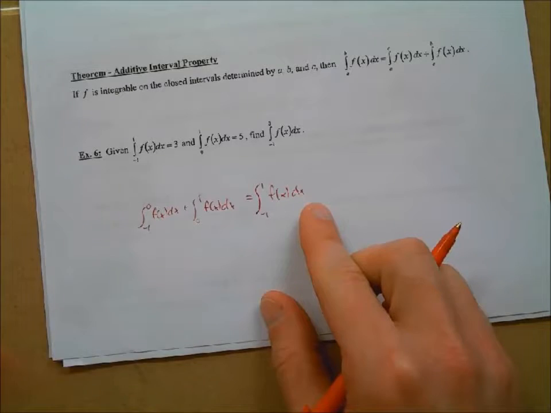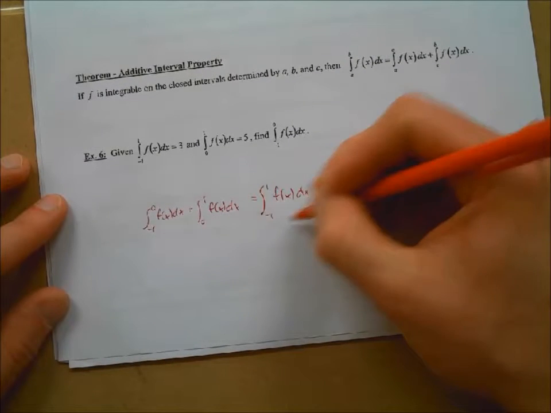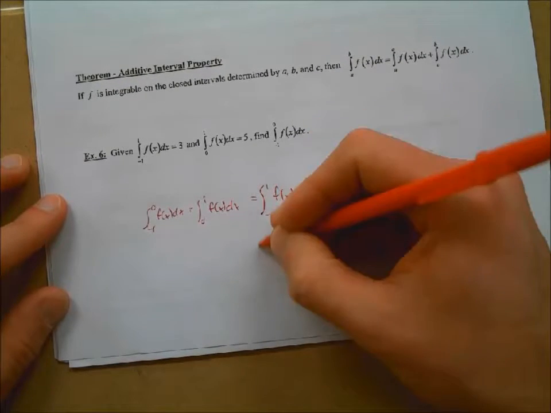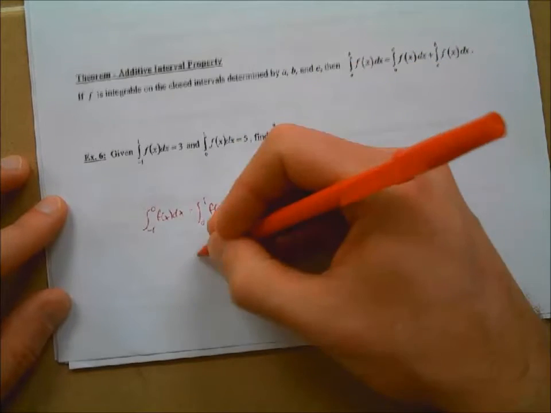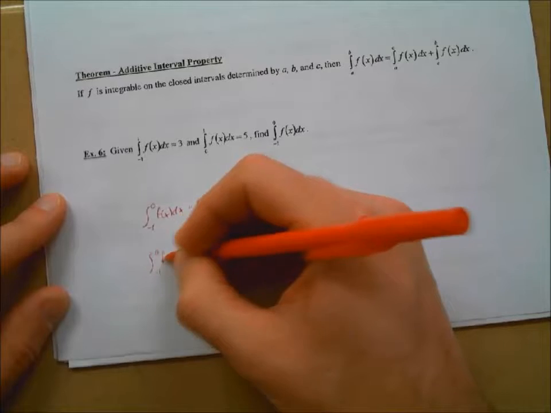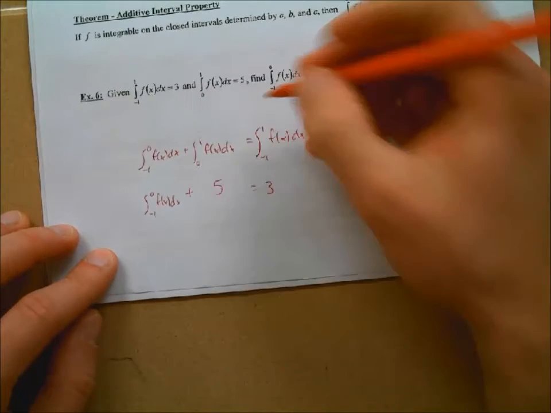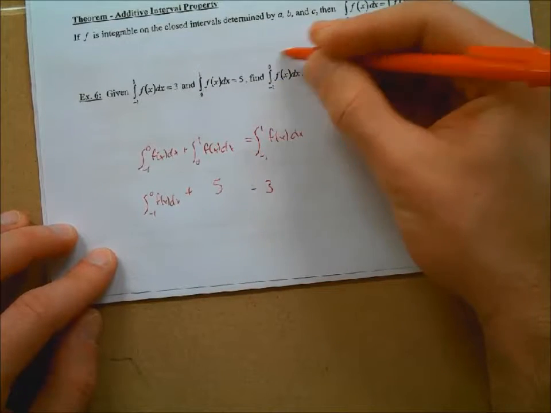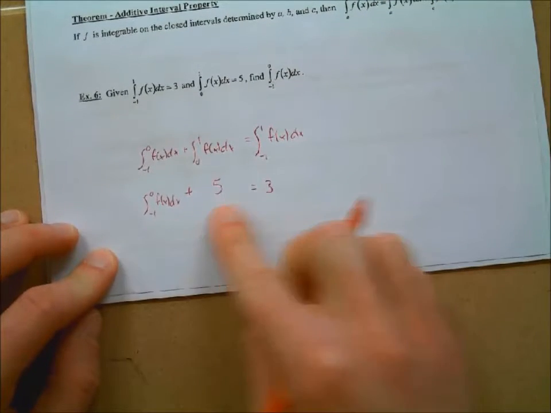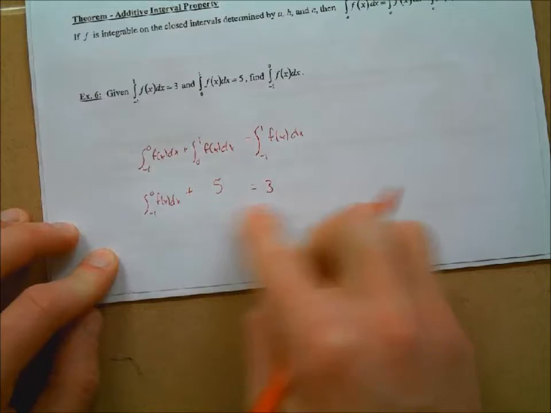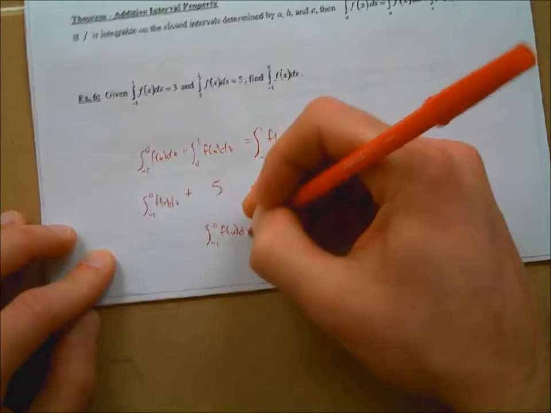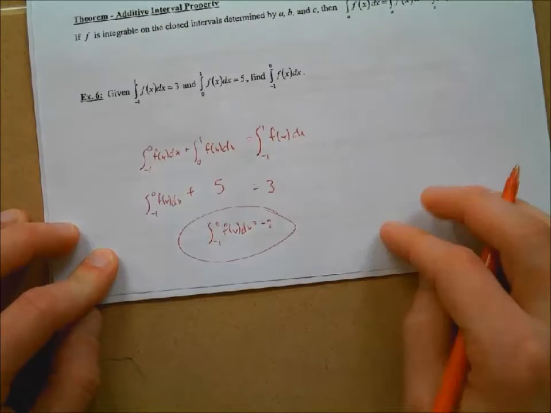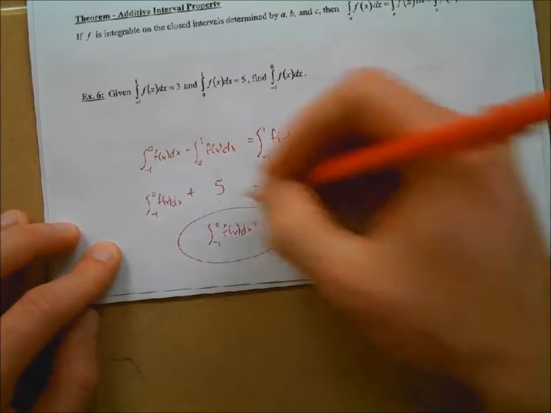Okay, and now we can just substitute in values. Instead of saying -1 to 1 f of x dx, what's that equal to? It's 3, right? And from 0 to 1, which is this, that's just 5. And so then what does this equal? Well, solve, right? Just subtract 5 from both sides. And you get -2. Exactly right. Okay.